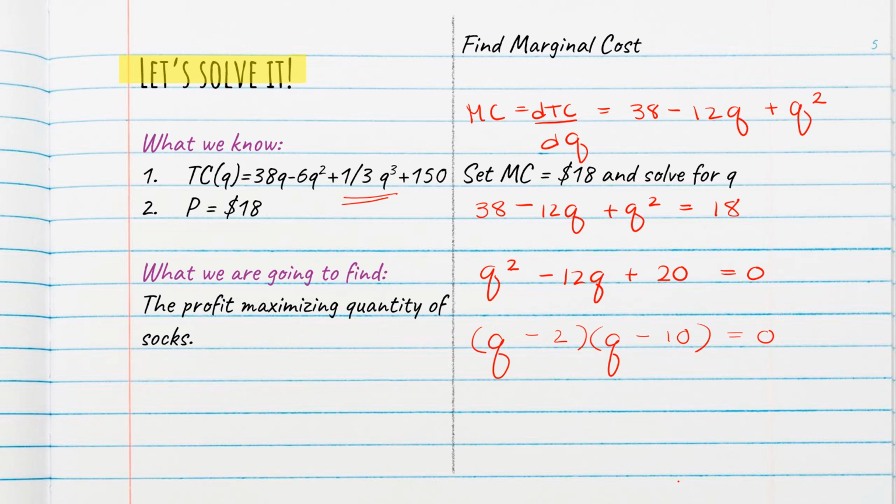So we can break this up into two. We have Q minus 2 equals 0, which implies that we have one potential solution where Q is equal to 2. And we also have Q minus 10 equals 0, which suggests we have a second potential solution where Q equals 10. So if we're thinking of setting marginal cost equal to 18 as our first order condition, we've identified two stationary points. And we need to know which point where marginal cost equals 18 is the one that actually maximizes profit. And to do that, we have to look at the shape of the marginal cost curve.